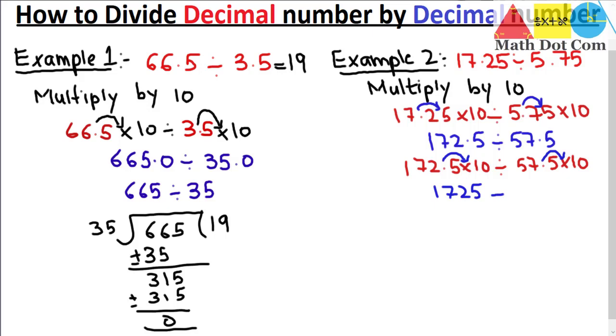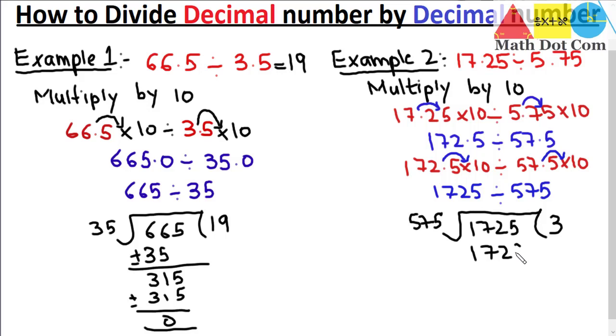1725 divided by 575. Now these are whole numbers and we can divide them by using the whole number division method, with 1725 here and 575 here. So 575 times 3 is 1725. So what we will get is 0 here.